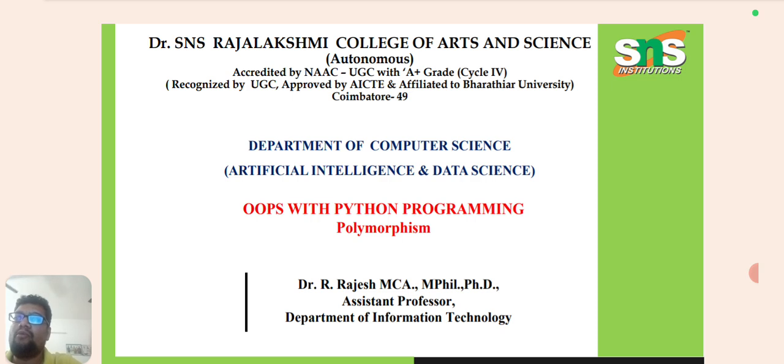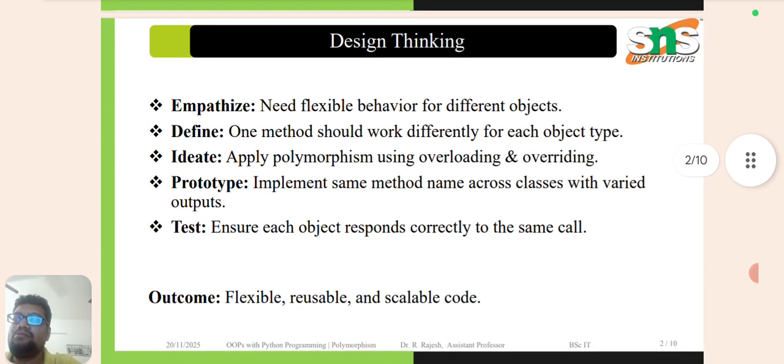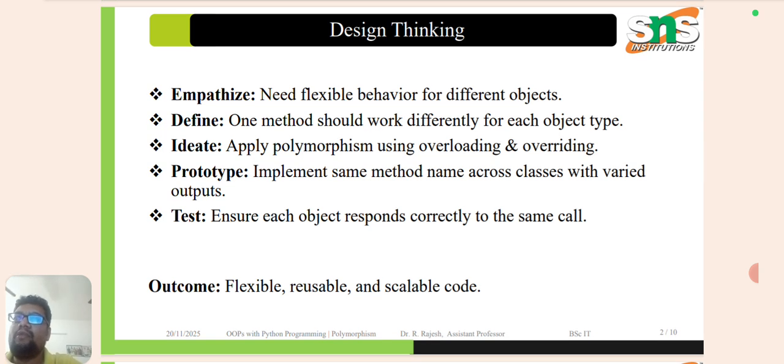Today, I am going to take up OOPs with Python programming: polymorphism. So, we are going to implement design thinking in our polymorphism concept. Design thinking consists of empathize, define, ideate, prototype, and test. The outcome of this is flexible, reusable, and scalable code.